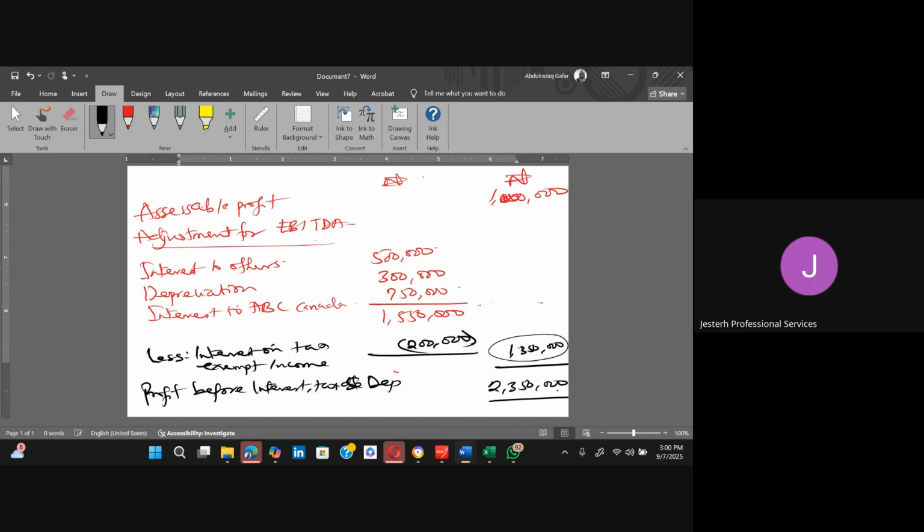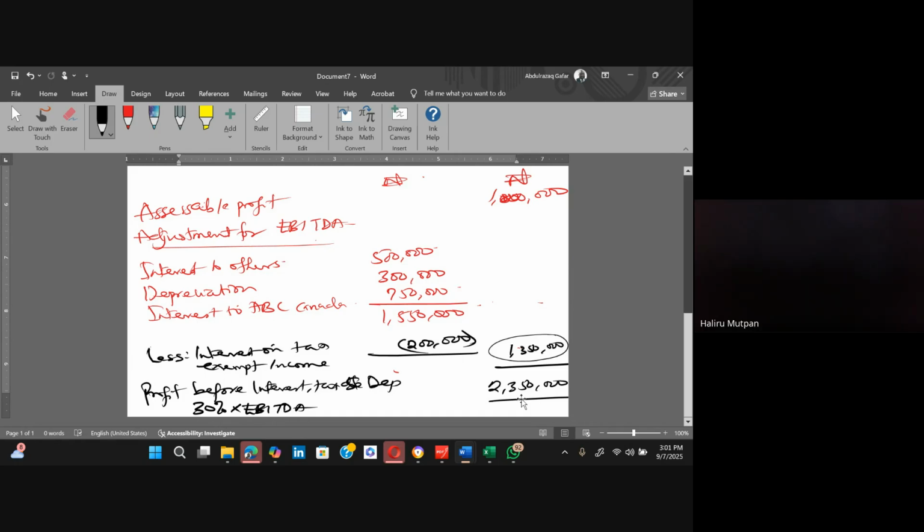So the total profit, it means these are profit before interest, taxation, and depreciation. So if you add everything together, what is it going to give us? It's going to give us 2,350. Am I right? Yes, you're right. Okay. So now, our restriction to interest is 30% of EBITDA. So what we now need to do here is 30% of EBITDA. How much is that? 705,000.